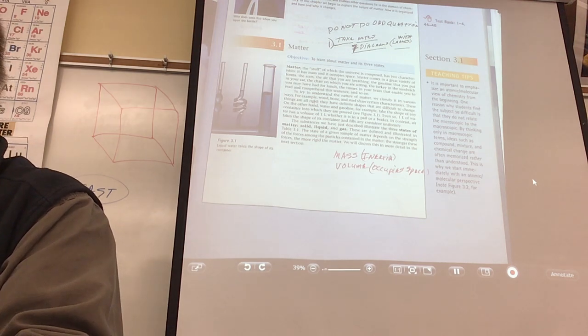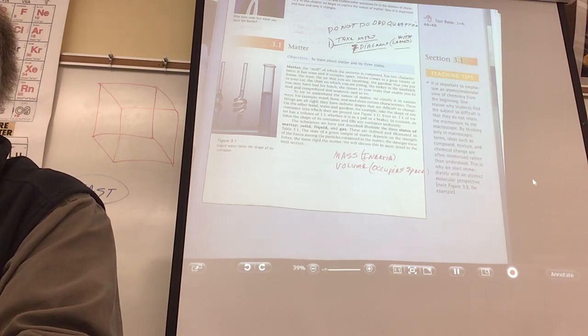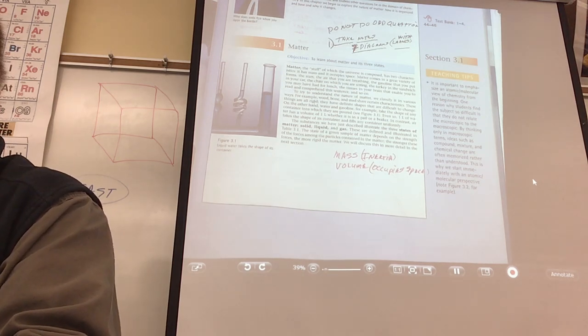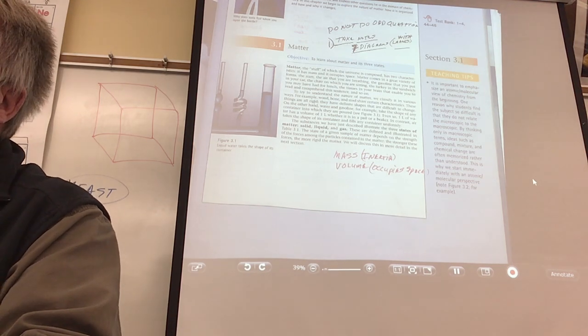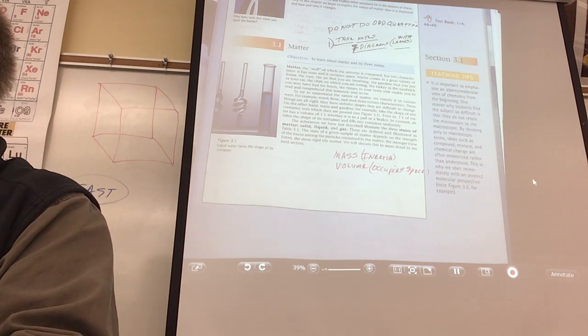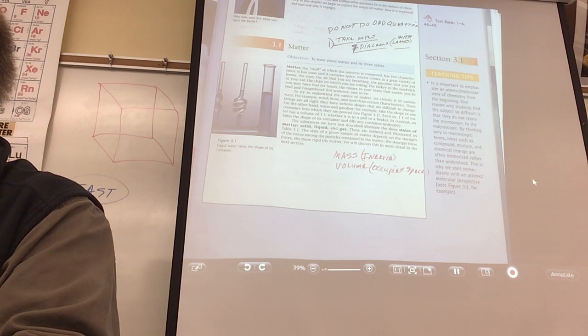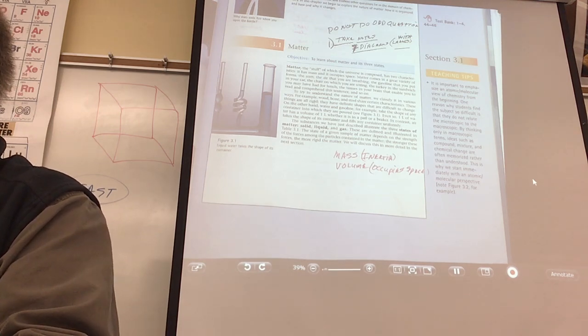Now, some things that don't have mass and volume for a 10th grade chemistry class would be things like light or electricity or gravity or heat, okay? Those are things that are not really made of matter. Now, if you stay in science late enough and you get a high enough level, even that might break down a little bit.